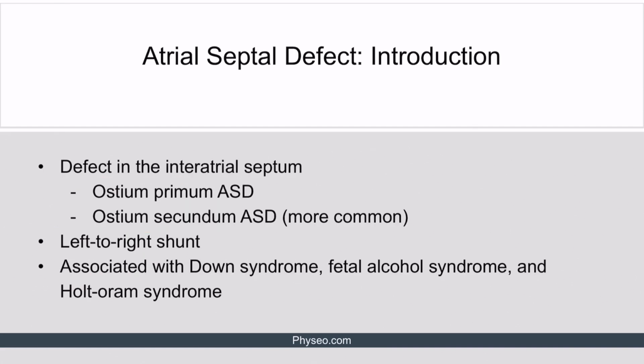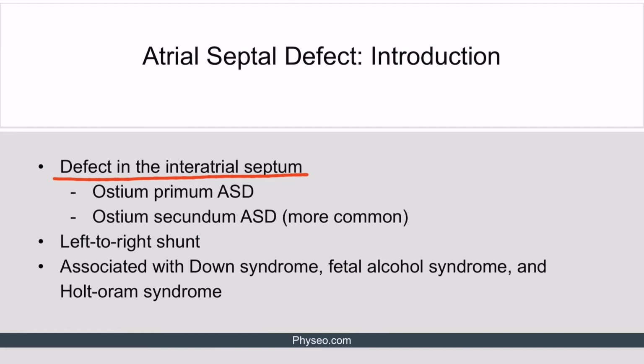Atrial septal defect refers to a defect in the interatrial septum. During the development of the interatrial septum, in the embryonic period, failure of closure of ostium primum leads to the ostium primum ASD. The more common form is the ostium secundum ASD, which occurs when the ostium secundum fails to close.